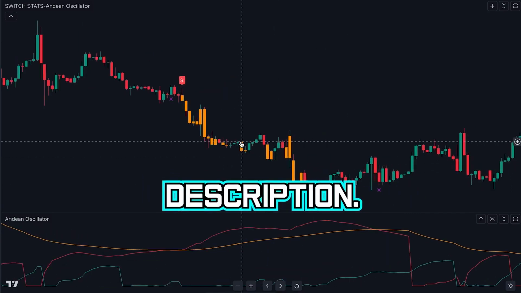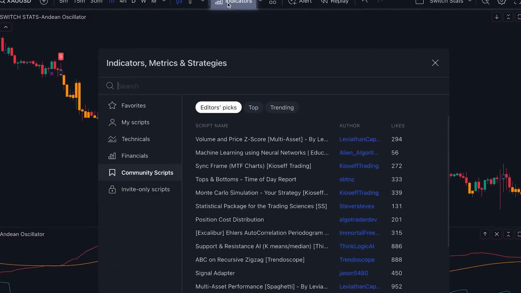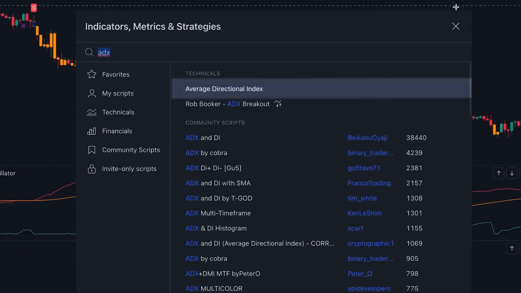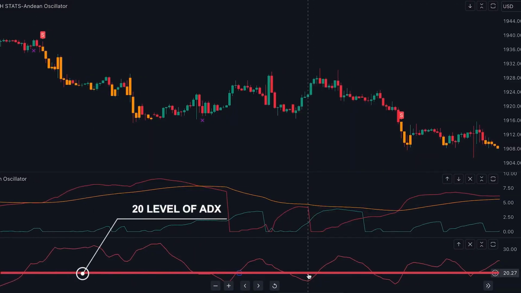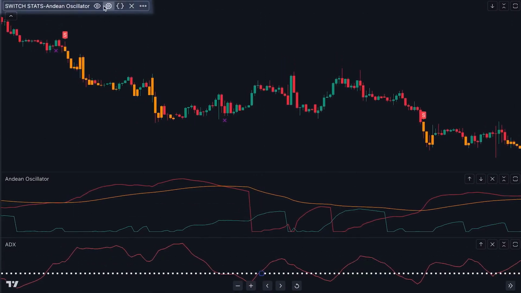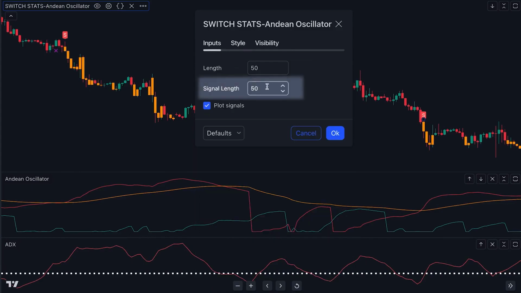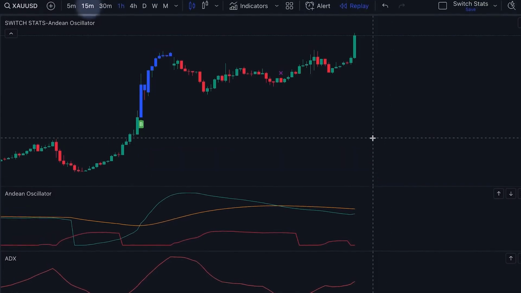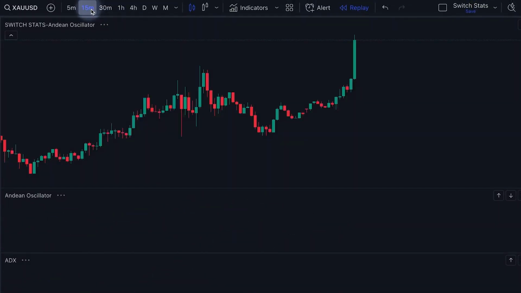Next, click on the Indicators tab and search ADX, add this one under Technicals. Now draw a line at the 20 level of the ADX. Now go back to the settings of the Andean indicator and ensure the signal line is set to 50. Great. Now this is the strategy. Let's go to the 15-minute time frame on gold.